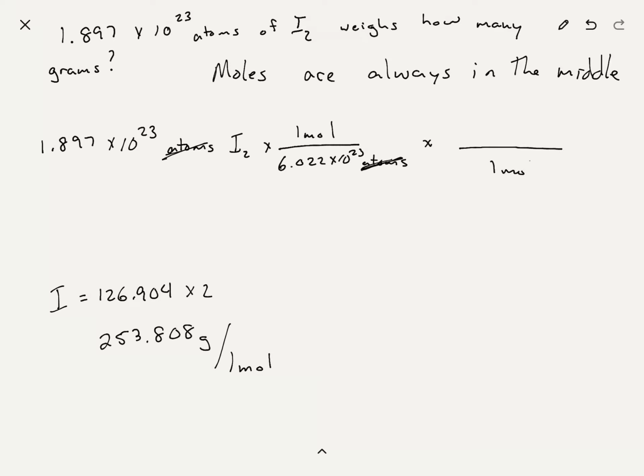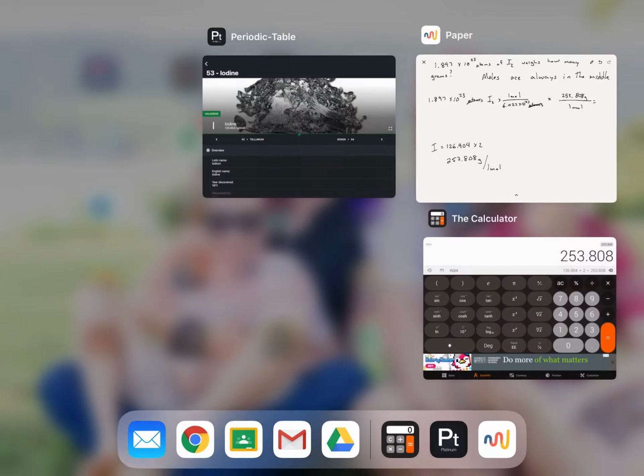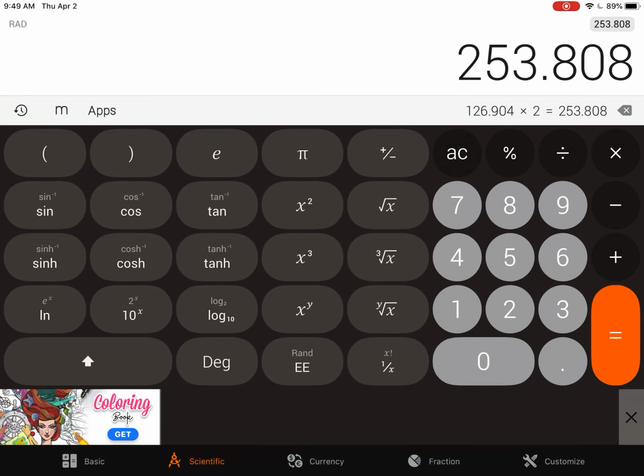So we want to get rid of moles now. So moles is going to go on the bottom, and our 253.808 grams will go on top. And that will give us our answer. So now all we have to do is plug in all these numbers into our calculator, and we should be able to get the correct answer.